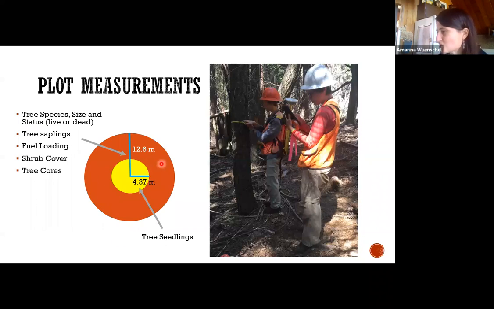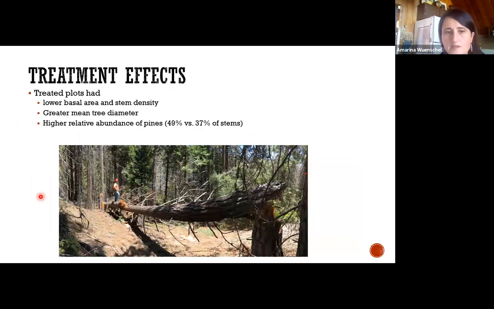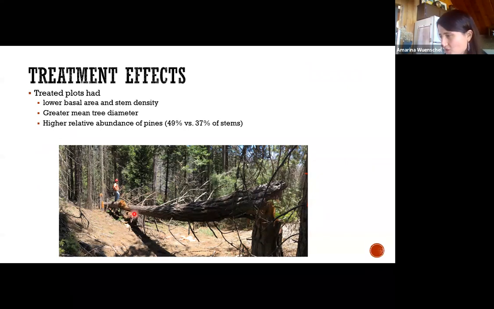And I'm not going to spend too much time on this, but this was our plot design, so 12.6 meter radius. We measured things like tree species, size and status, tree seedlings and saplings, fuel loading, shrub cover, and we took tree cores. So the first sort of thing that we had to look at was, did we even do what we wanted to do?